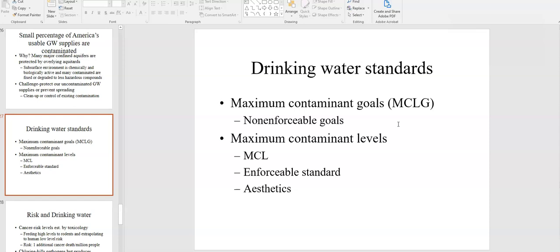Maximum contaminant levels are enforceable. So this is where you get the legal limits of things. Now, not everything has an MCL. We're going to be talking about PFAS later on. PFAS stands for polyfluorinated alkyl substances, Teflon.